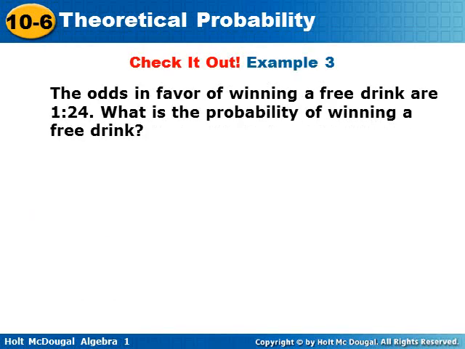The odds in favor of winning a free drink are 1 to 24. What is the probability of winning a free drink? This one's for you to try on your own, and then you can check back for your answer.